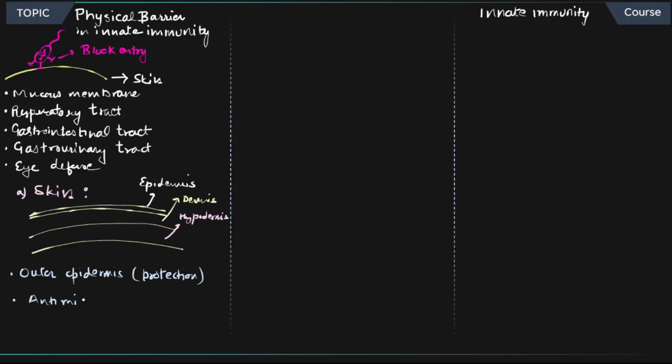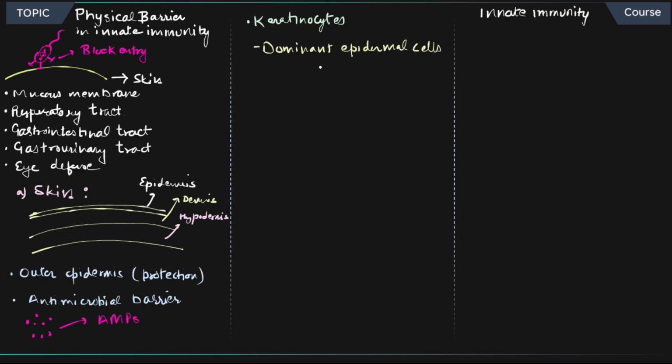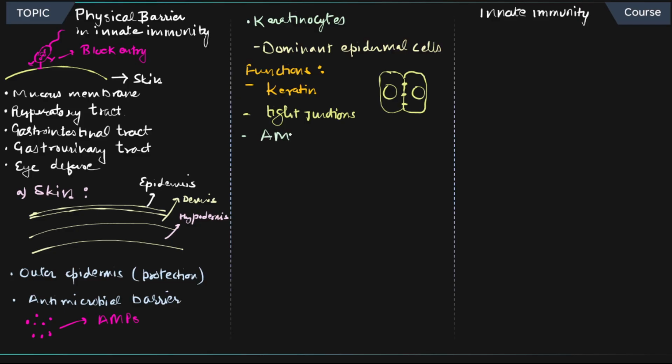Then you have antimicrobial barriers. So AMPs, antimicrobial peptides, are small, tiny molecules. They can kill microbes by different mechanisms. Then let's talk about keratinocytes. Keratinocytes are really important cells that play an important role in the immune system. They are the most dominant epidermal cells, and their function is to protect the body. They produce the keratin protein. You have tight junctions between these keratinocytes so that the entry of the pathogen is blocked. There isn't any space between them.